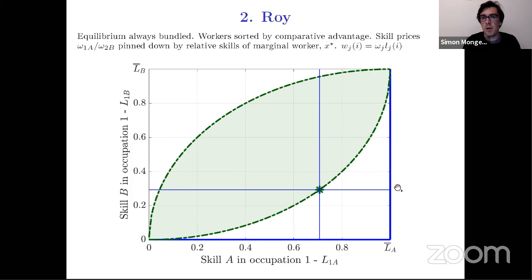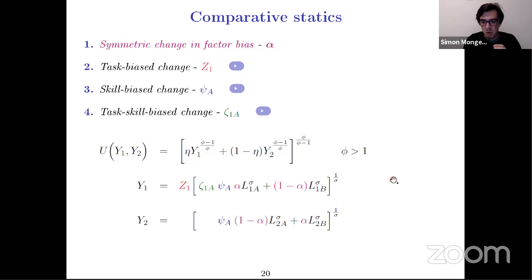So I have an understanding of when this equilibrium is bundled, when it's unbundled, and the role of this bundling on failure to equate skill prices across occupations, and then that effect on within-occupation skill differences. So I'm going to do this main comparative static exercise, which is informed by those empirical results.